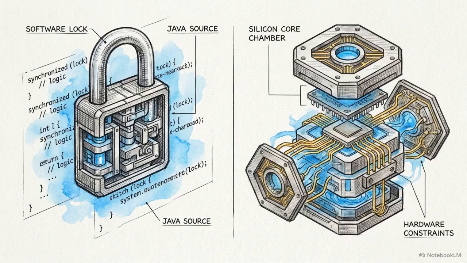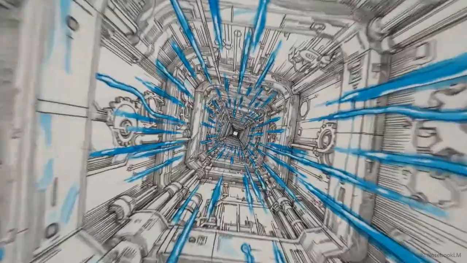Robust concurrent architecture requires an understanding of how memory barriers and lock escalation impact the underlying hardware. Engineering for high performance means moving beyond high-level abstractions to manage the physical execution paths of the system.